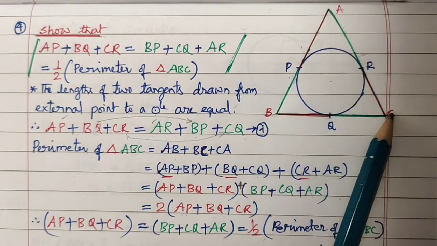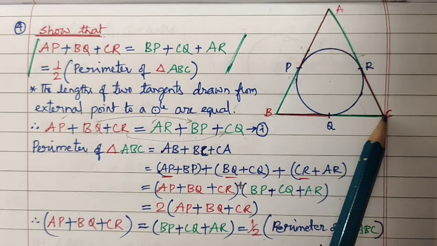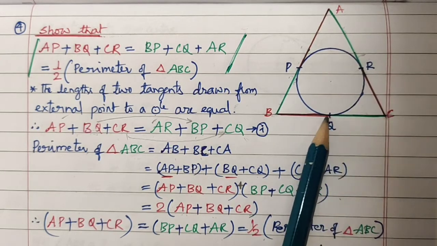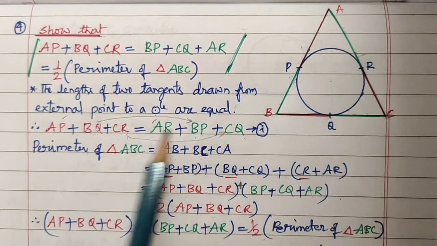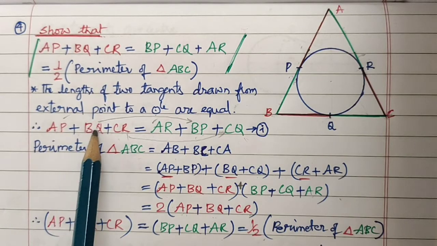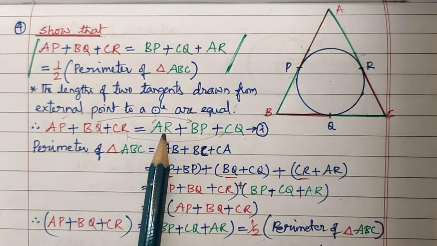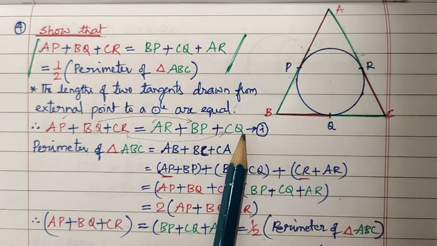CR is equal to CQ, because these are two tangents drawn from the same point. So AP plus BQ plus CR is equal to AR plus BP plus CQ.